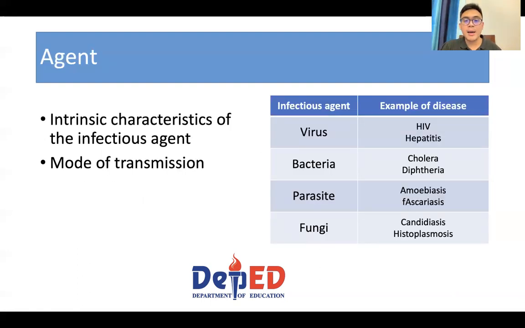Another element in the epidemiologic triangle that we need to look into is the agent, or the infectious agent. It can be a virus, a bacteria, a parasite, or a fungus. All of them can cause certain diseases that you can see on your right. It's very important to look into the characteristics of the infectious agent, because that would give us a picture of how fast or how slow the disease process will develop and infect other people, or how severe or less severe the manifestations of a certain disease.